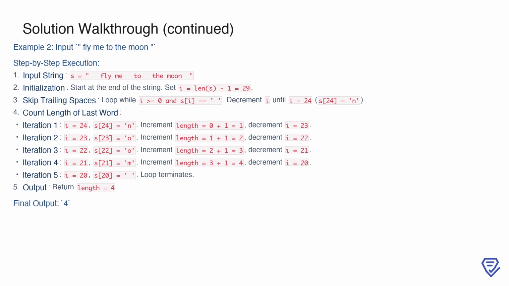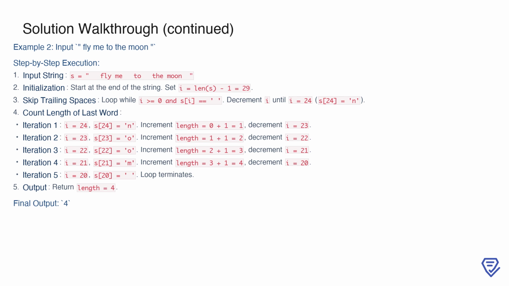Now let's analyze another example with the input string "fly me to the moon". Here, the string contains leading and trailing spaces, which we need to account for. First, we initialize i to 29, the index of the last character in the string. To skip the trailing spaces, we decrement i repeatedly until we find a non-space character. This brings i to 24, pointing to the character n.